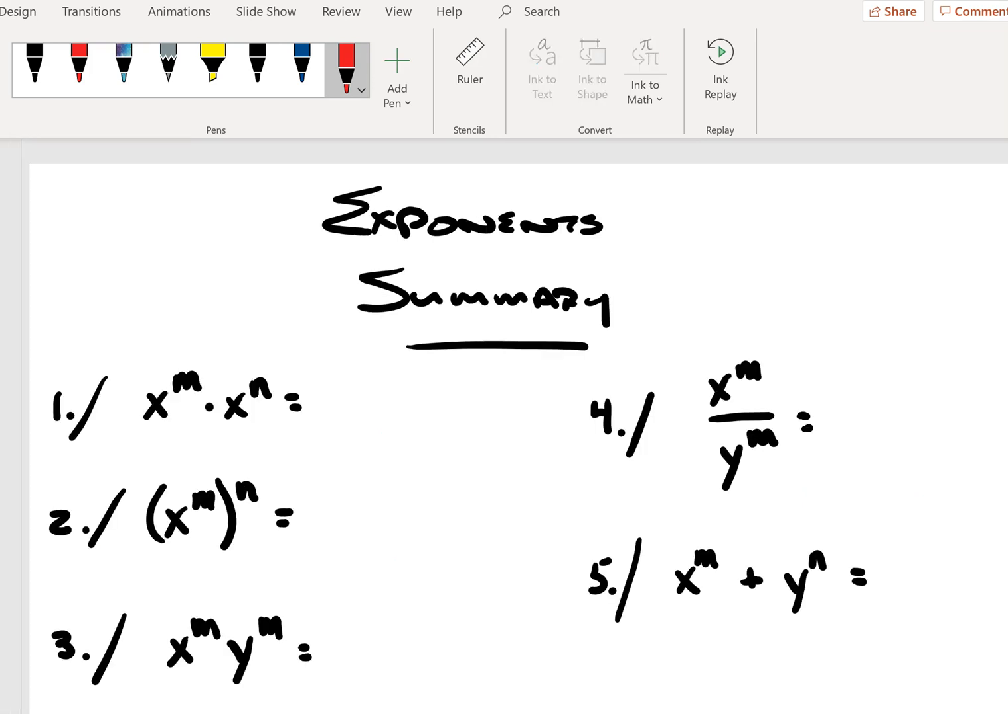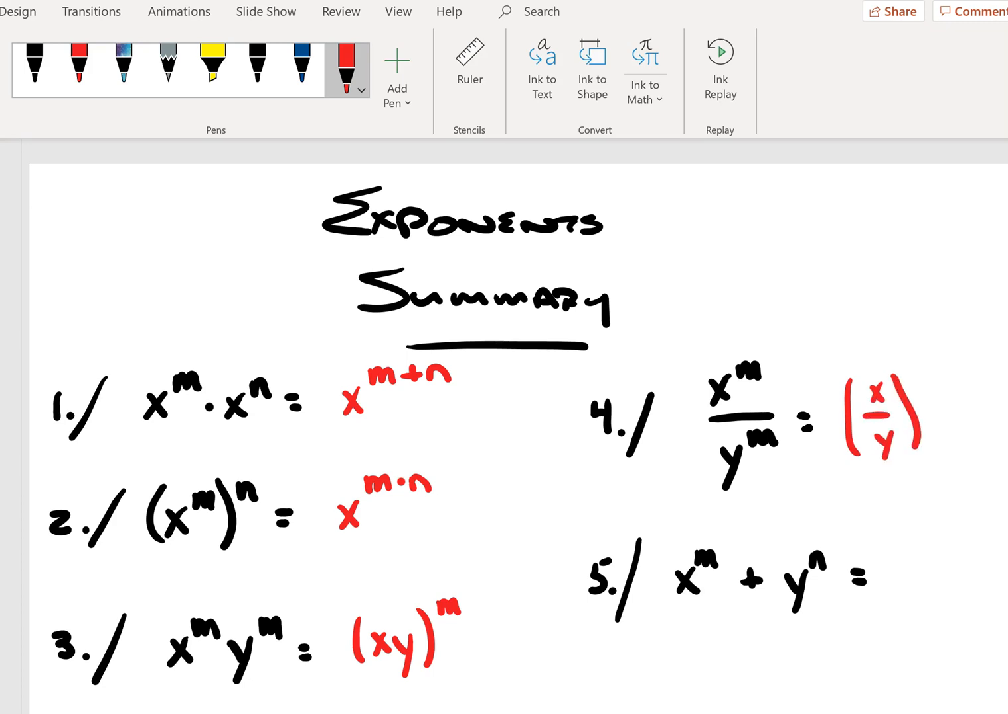And so in summary, let's look at some of our rules here. When we have identical bases multiplied together, the powers will add together. When we have a base raised to a power raised to another power, the exponents multiply together. When we have different bases multiplied together by the same power, we can create a common base raised to that power. And the same thing with the fractions. We can create a common fraction to that identical power.